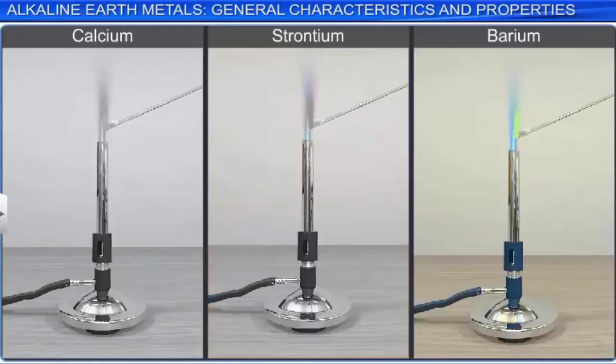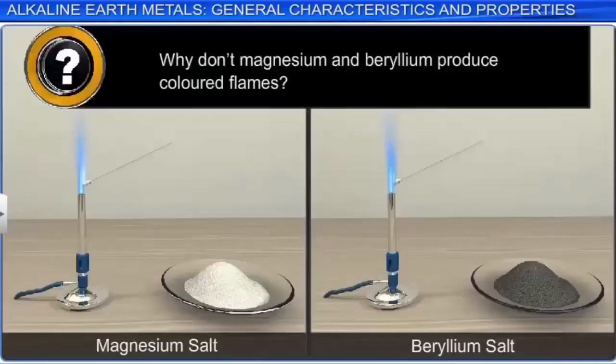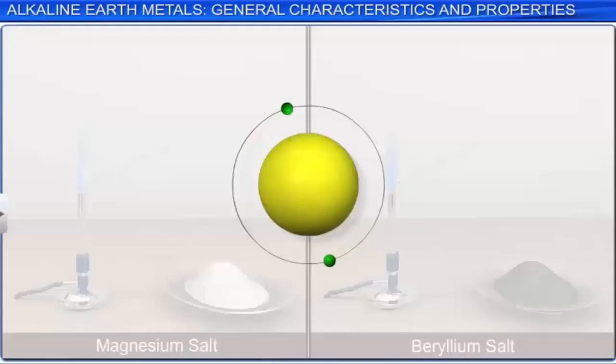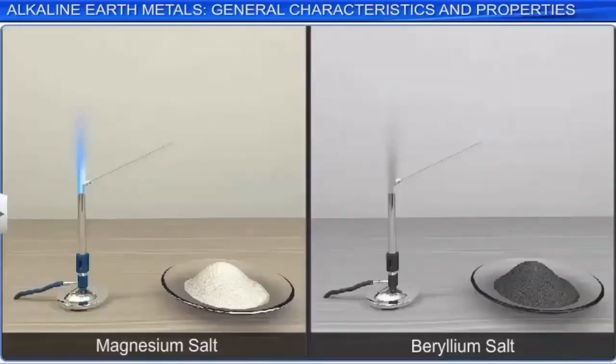Why don't magnesium and beryllium produce colored flames? The electrons are held tightly by the nuclei in these elements, and so the flames do not excite them to higher energy levels. Magnesium, in fact, will ignite in the flame and react with oxygen, giving off an intense white light. Now we should discuss various chemical properties of the alkaline earth metals.